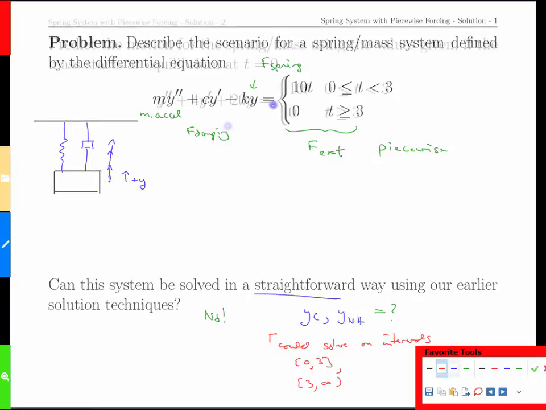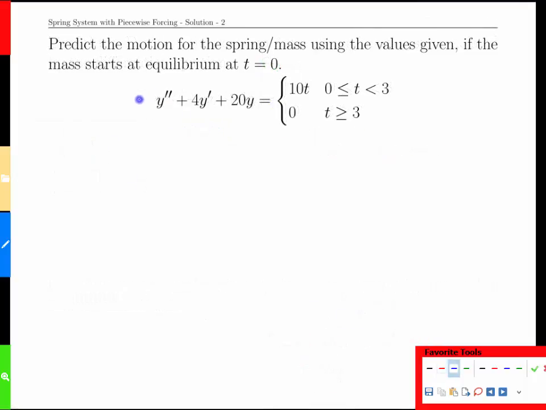Let's consider a specific example with mass of 1 kilogram, a damping coefficient of 4, a spring constant of 20, and the same external force we had before. What we want to do is predict the motion, and recall that if we talk about a prediction, what we are really asking for here is a solution. If you want a prediction of what happens over time, you need y of t. So we need to go from this differential equation, which are the rules of the game, to y of t. And as we just indicated, Laplace transforms are probably our best bet for that. What we're going to do first is rewrite our piecewise function using the formulation that we saw earlier.